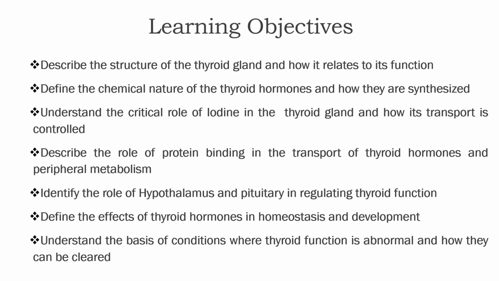Learning objective. At the end of the session, the student will be able to describe the structure of the thyroid gland, how it relates to its function, define the chemical nature of the thyroid hormones and how they are synthesized, understand the critical role of iodine in the thyroid gland and how its transport is controlled, describe the role of protein binding in the transport of thyroid hormones and peripheral metabolism.